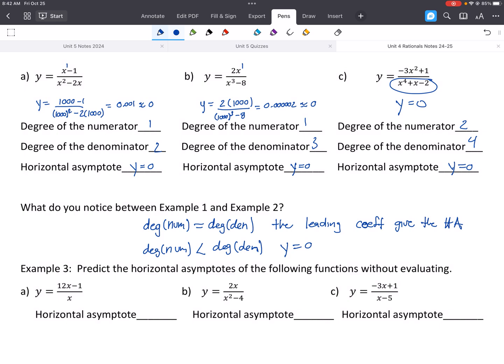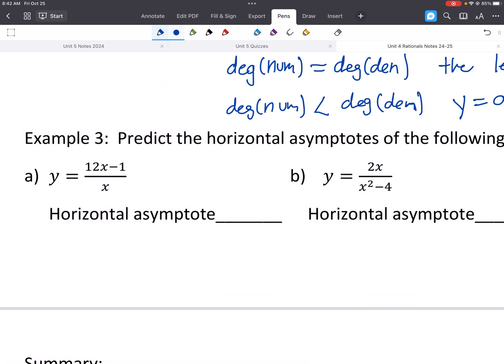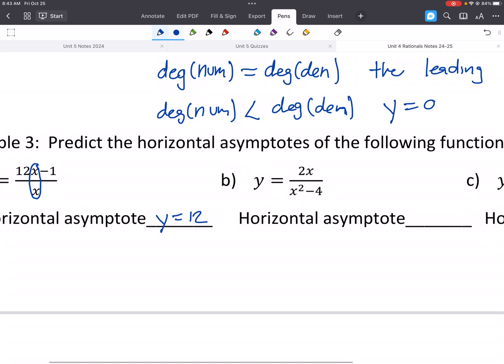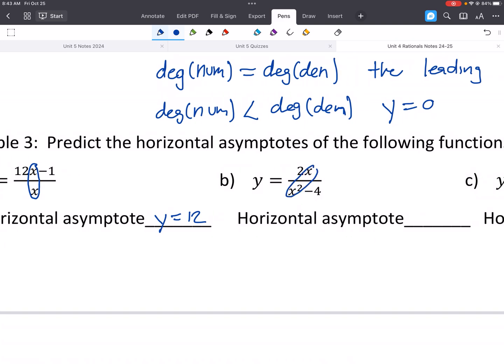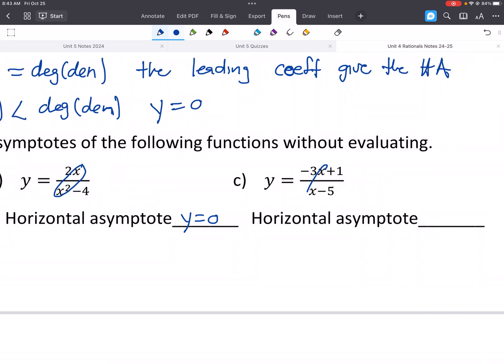All right, so let's see if we can come up with these ones without plugging in values. Here we have the same degree, so the horizontal asymptote would be y equals 12. If the degree of the bottom is bigger, then it's going to be y equals 0. And here the degree is the same, so it would be y equals -3. Okay?